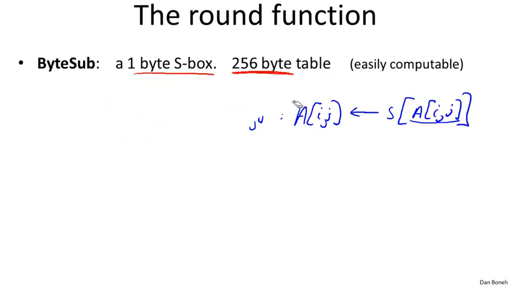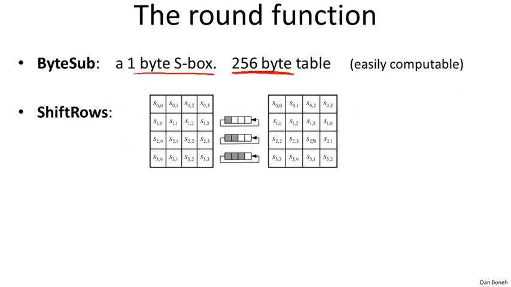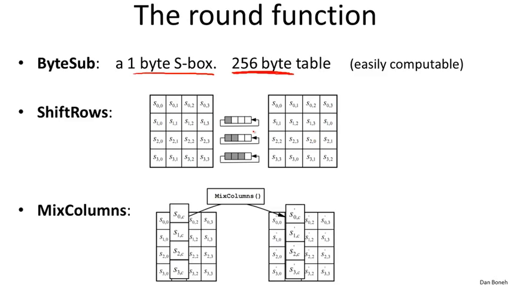The next step that happens is a shift row step, which is basically just a permutation. We do a cyclic shift on each one of the rows. You can see the second row is cyclically shifted by 1 position, the third row is cyclically shifted by 2 positions, and the fourth row is cyclically shifted by 3 positions. And the last thing we do is mix columns, where we apply a linear transformation to each one of these columns. There's a certain matrix that multiplies each one of these columns, and it becomes the next column. So this linear transformation is applied independently to each one of the columns.